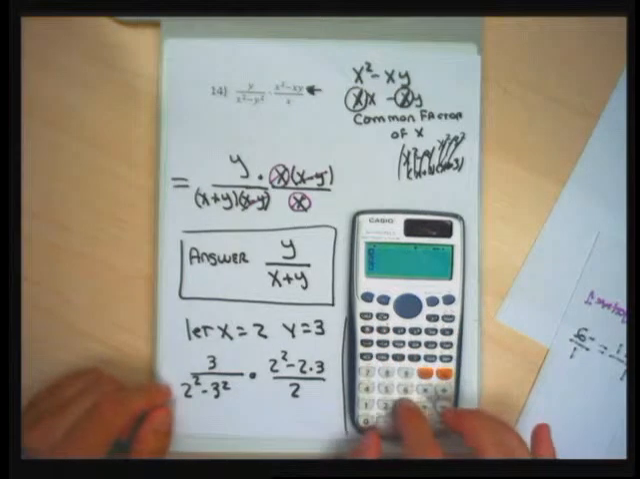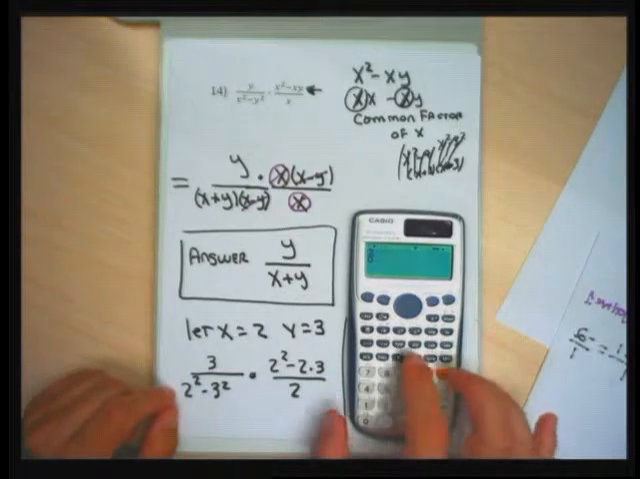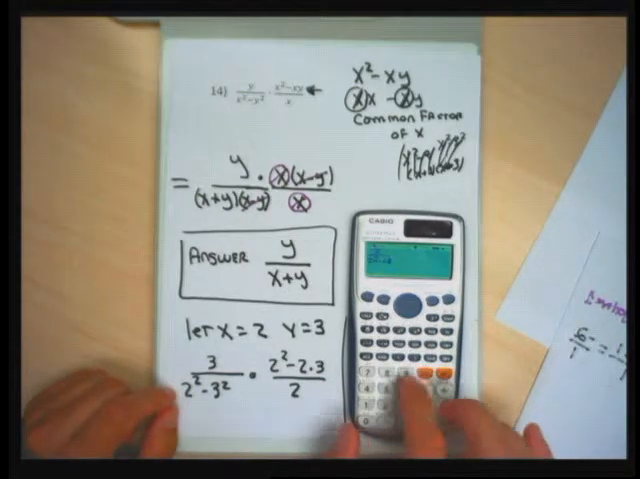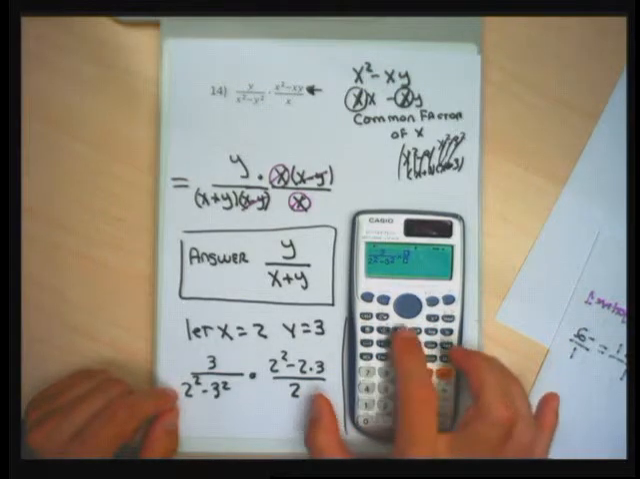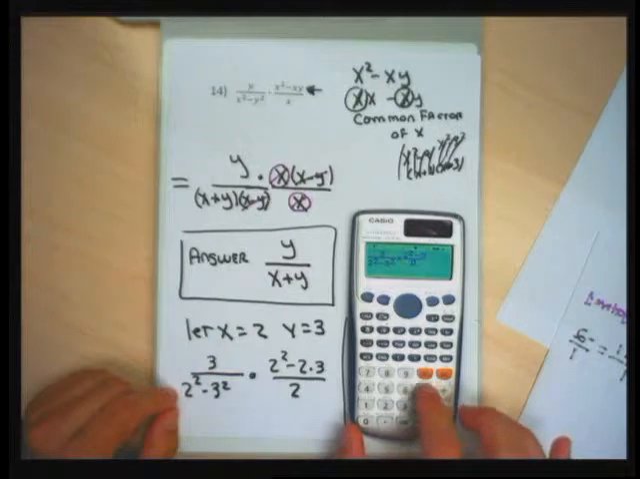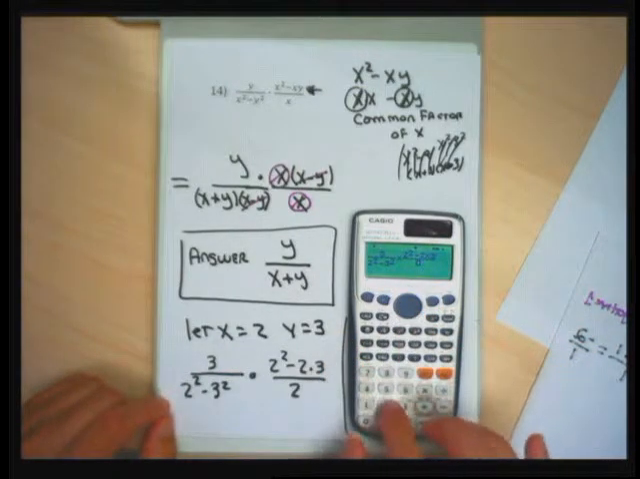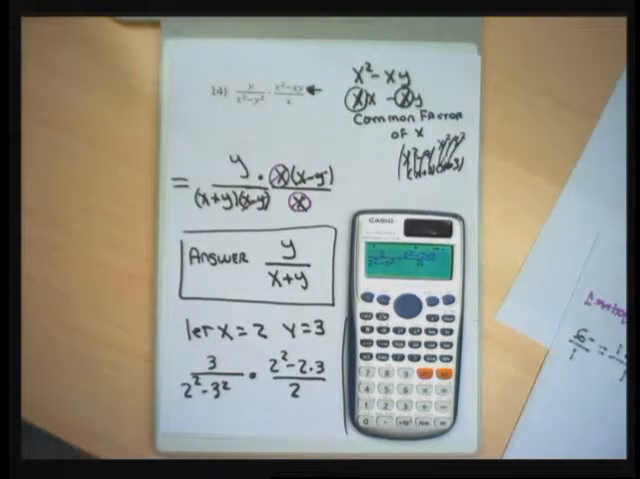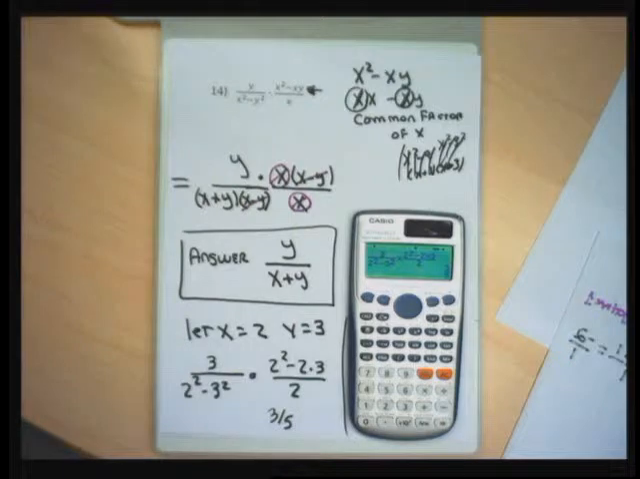So I'm going to go 3 over 2 squared minus 3 squared times the fraction 2 squared minus 2 times 3, of which I could use a parentheses instead of a times sign, over 2. So that's doing the original problem, plugging in 2 for x and 3 for y. I get 3 over 5 when I do that. I better get 3 over 5 for the next fraction, otherwise I've made a mistake.